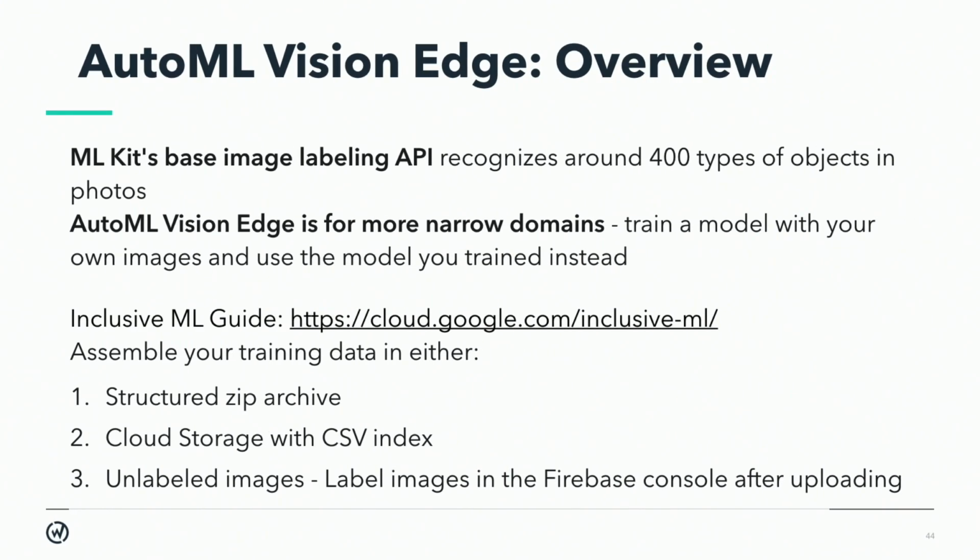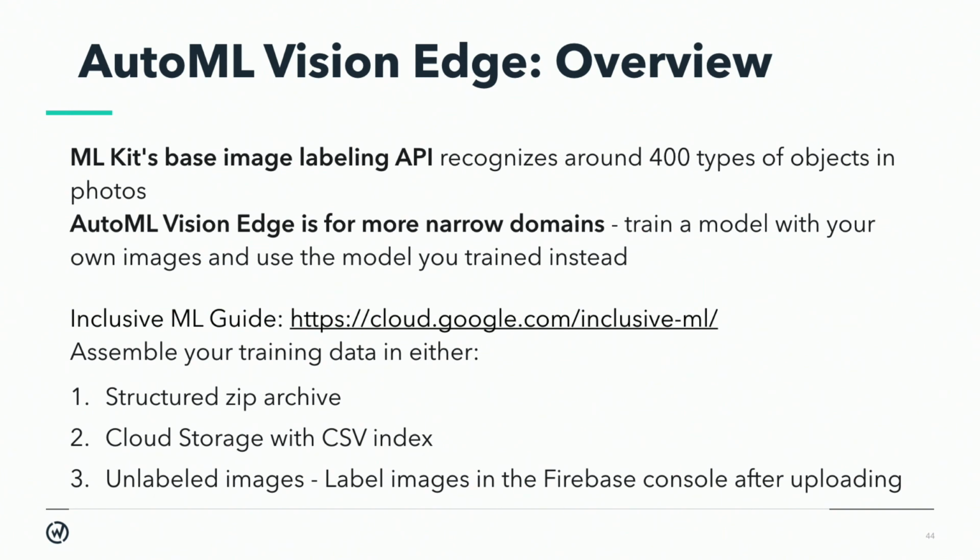Now let's take a look at AutoML Vision Edge. So it has been recently added to Firebase MLKit APIs, and you may have noticed earlier that MLKit also has a base image labeling API, and it also has AutoML Vision Edge. So what's the difference? So the base image labeling API in MLKit can recognize around 400 types of objects, but the thing is, most likely it will not be really applicable to your use case, because it only has labels for the most general kinds of objects. So it's not for, for example, a certain narrow domain.